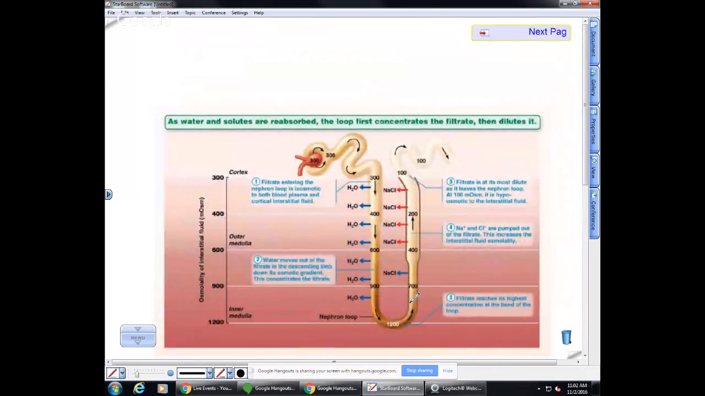Okay. So this is an overview of the diagram. And so the whole function of the loop of Henle is to reabsorb water and to help to concentrate the solutes. So we concentrate the solutes in the filtrate.